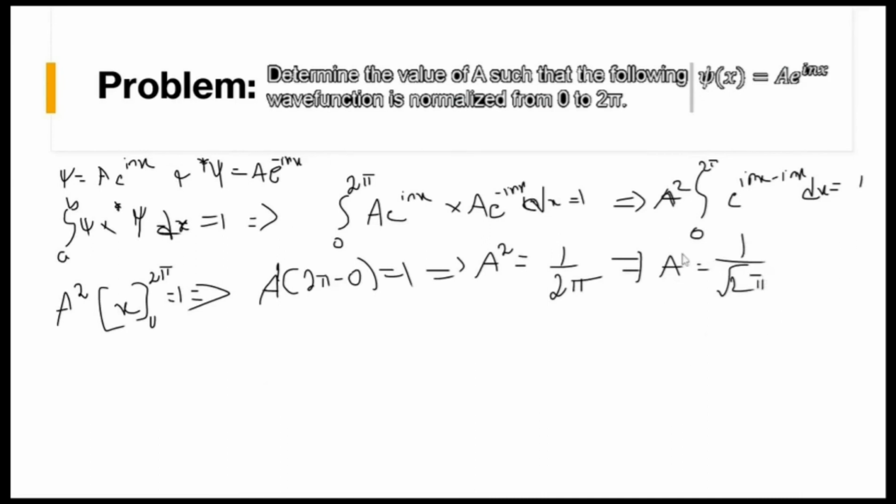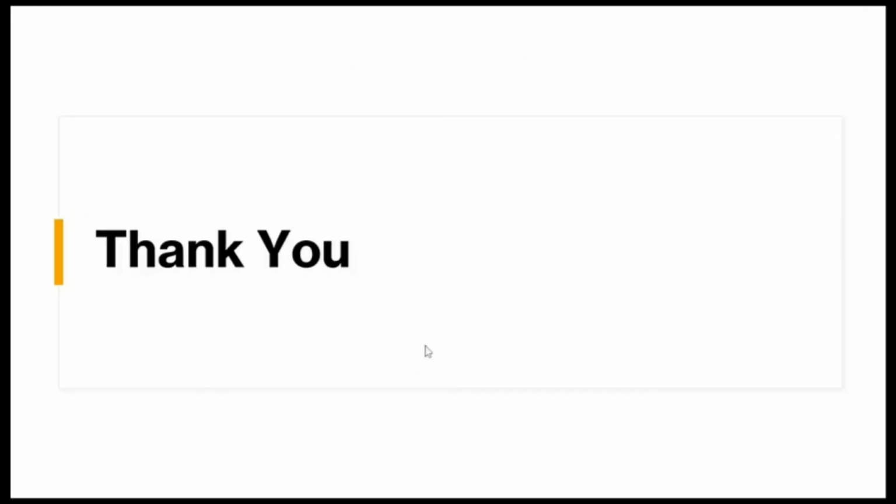With the help of this, we found out the A value, and now let's write the wave function, which is phi equals 1 by root over 2 pi times e to the power i n x. Hence, this is our normalized form. This is normalized, and yeah, that's it. And thank you.